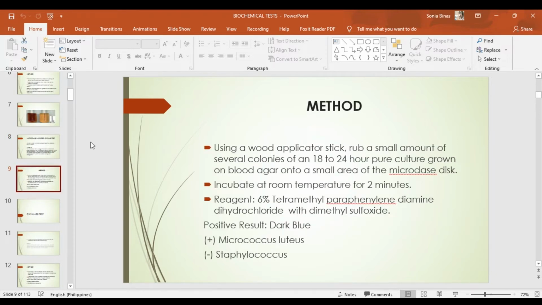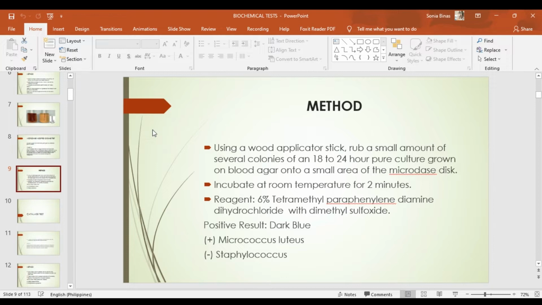Using a wooden applicator stick, rub a small amount of several colonies of an 18 to 24-hour pure culture grown on blood agar onto a small area of microdase disc. So we will incubate it at room temp for 2 minutes, and the reagent used for this test is our 6% tetramethyl paraphenylene diamine dihydrochloride with dimethyl sulfoxide.